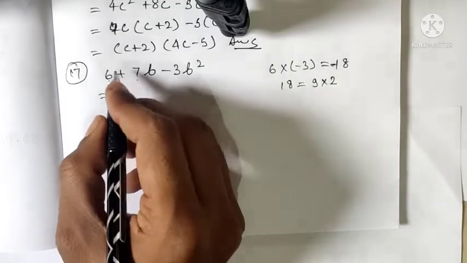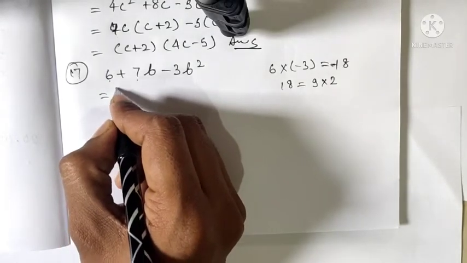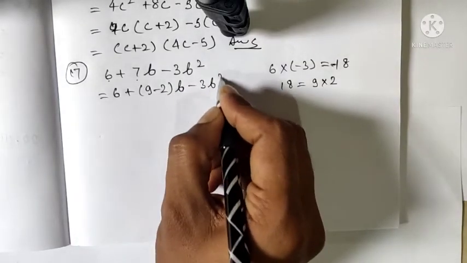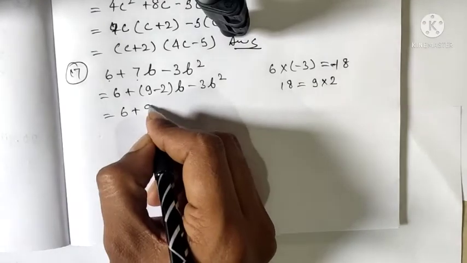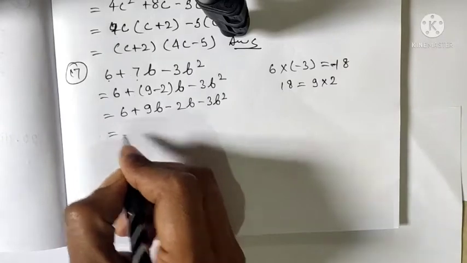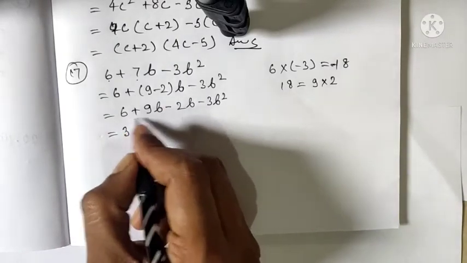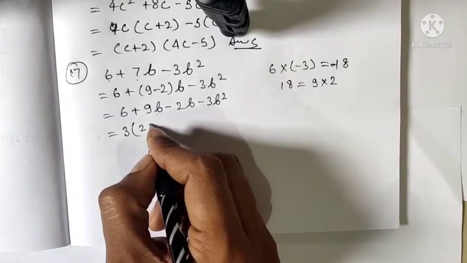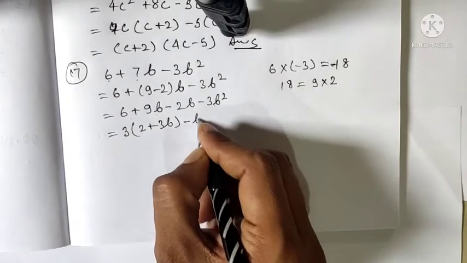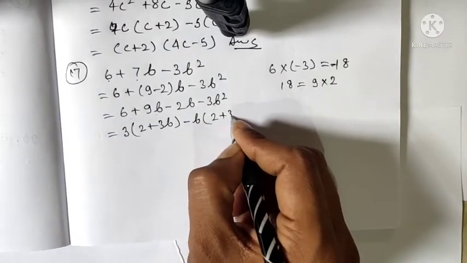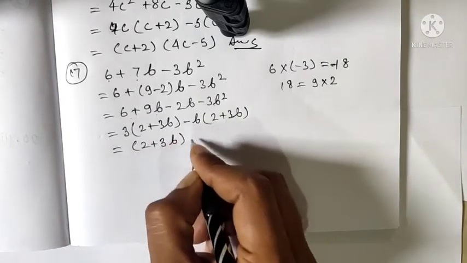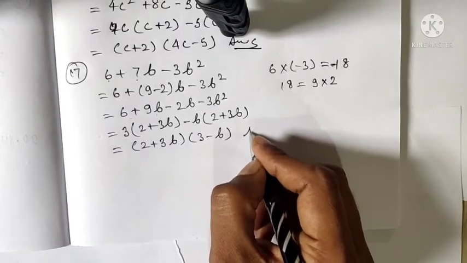So it will be 6 plus 9b minus 2b minus 3b square is equal to 6 plus 9b plus minus 2b minus 3b square. Now take common, then it will be 2 plus 3b minus b, 2 plus 3b, and the answer is 2 plus 3b into 3 minus b. Simple. Now question number 19.